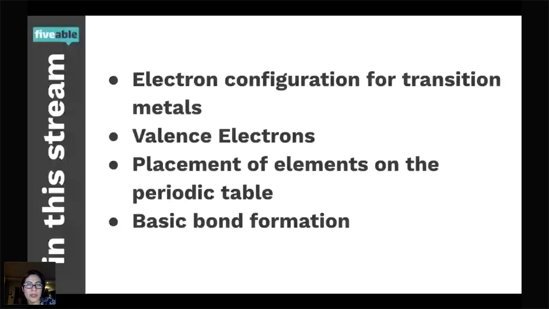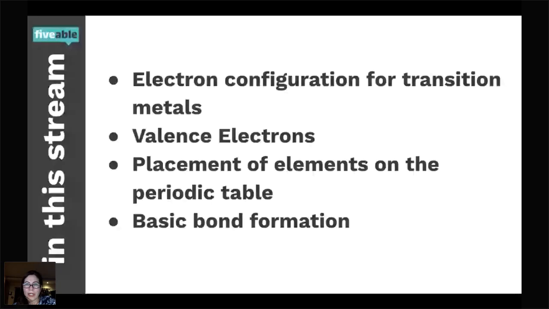Okay, this stream is going to cover electron configuration for transition metals, valence electrons, placement of the elements on the periodic table, and basic bond formation.